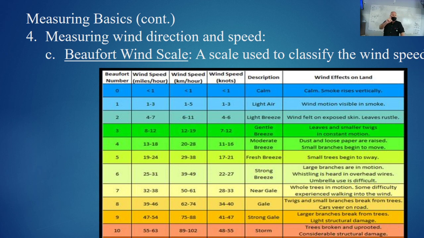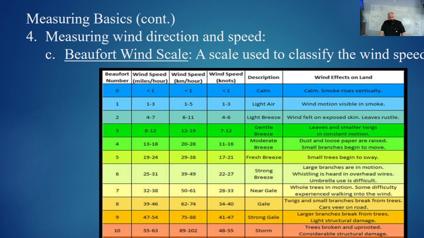Okay, so in the dark blue, you have calm winds. Smoke is just rising to the top, going straight up. It's hardly even moving. On the light blue, you have wind motion visible in the smoke, so it's kind of tapering off in one direction a little bit. On the light green, you have wind that's felt on exposed skin. Leaves rustle. But you have a light breeze.